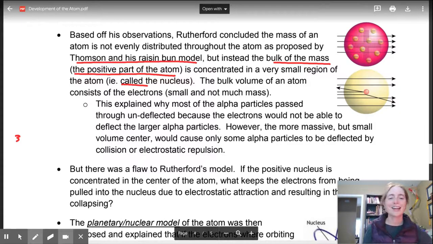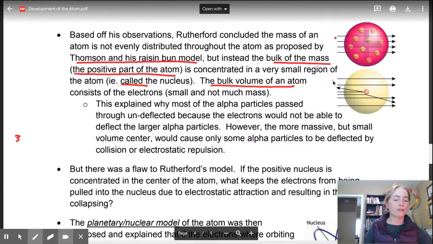Yeah. So the bulk of an atom, the bulk volume, it consists of the electrons. Well, as Thomson had learned from this charge to mass ratio and combined that with Millikan's stuff, well, the mass isn't much. It's tiny mass. So, which explained why most of the alpha particles went straight through like this. This is what was expected. They would all punch through the atom. But here, they're going through, but deflected sharply when they came close to the nucleus.